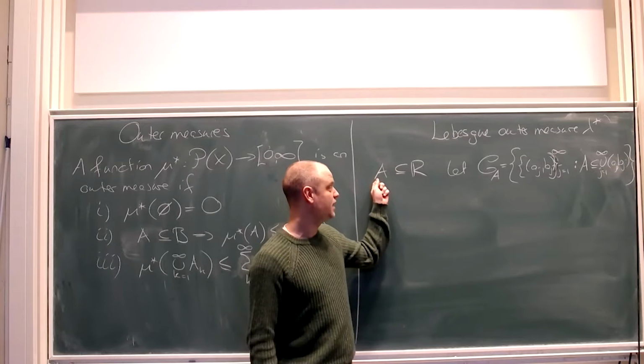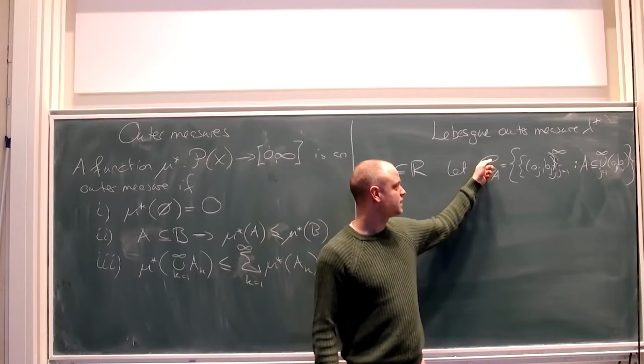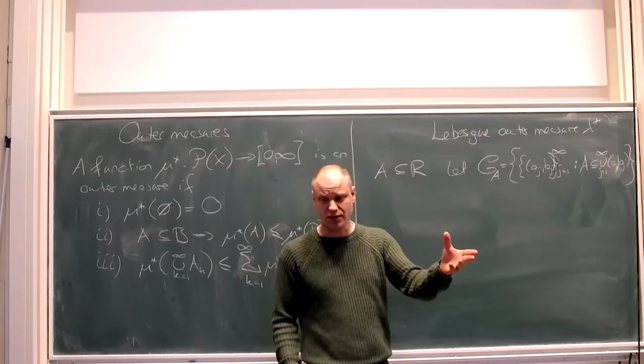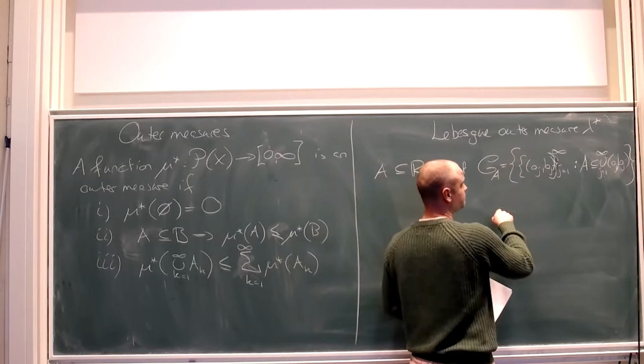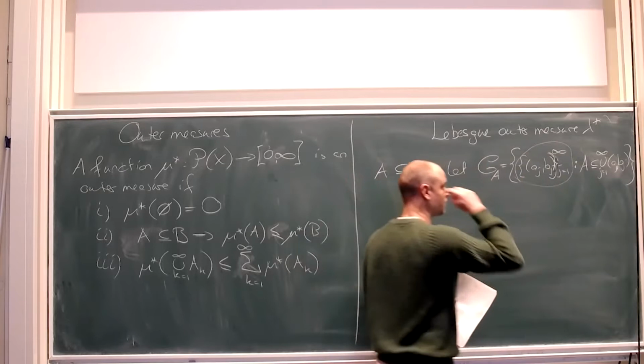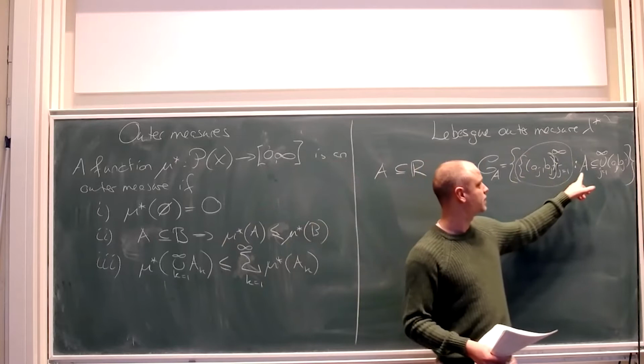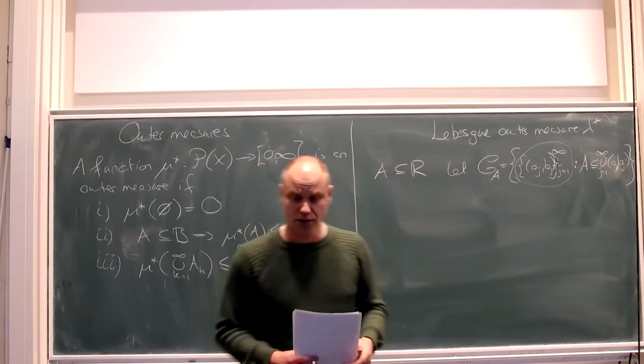So given a set A, any set A subset of R, we form this C of A, which is the collection of all intervals or sequences or sets of intervals which combined cover A. So basically, C of A is a collection which consists of collections of intervals from a_j to b_j, such that if you take the infinite union of these intervals, you get something that covers your original set A.